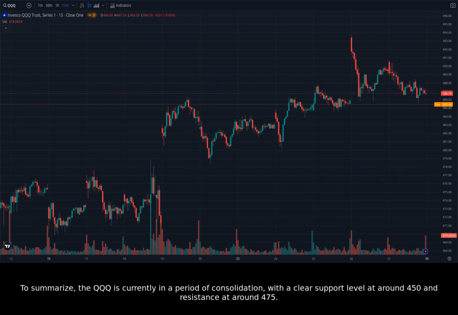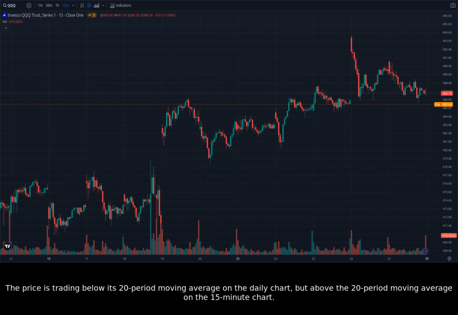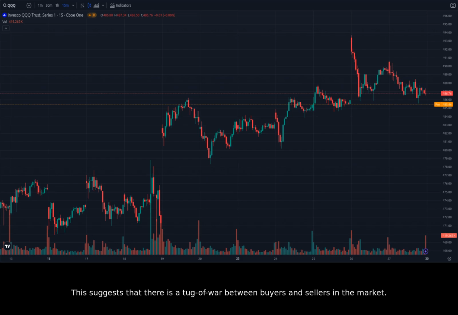To summarize, the QQQ is currently in a period of consolidation, with a clear support level at around 450 and resistance at around 475. The price is trading below its 20-period moving average on the daily chart, but above the 20-period moving average on the 15-minute chart. This suggests that there is a tug-of-war between buyers and sellers in the market.